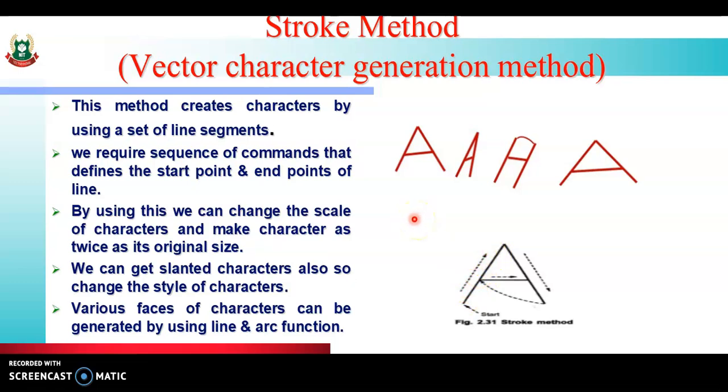Then the second A is somewhat slanted. Then the third A uses 3 line commands and at the top of the A uses 1 arc. So we have used 3 line commands and 1 arc command to display this type of A character. So in this way we will generate characters and display them on the screen.